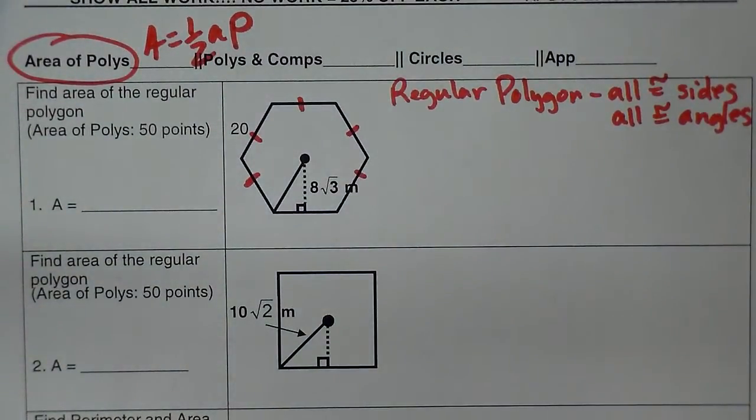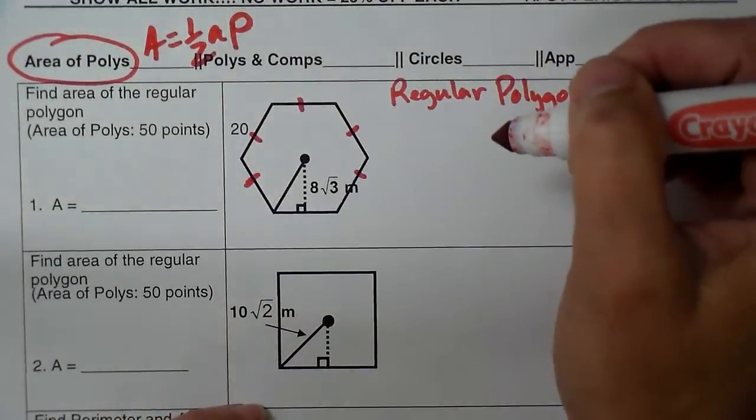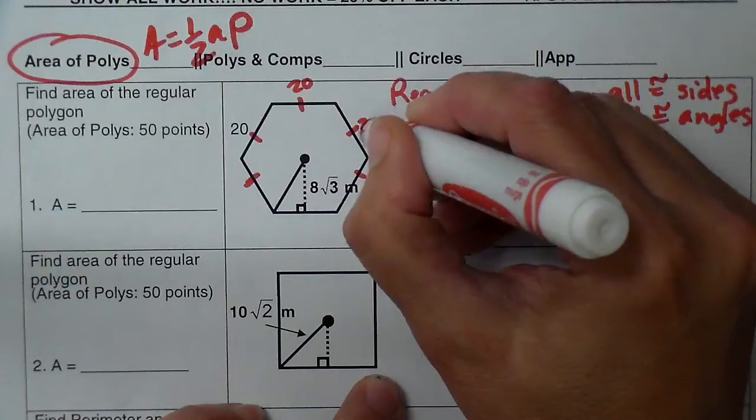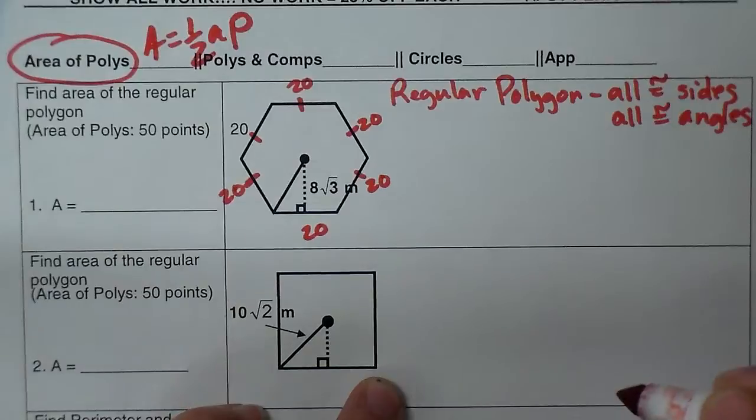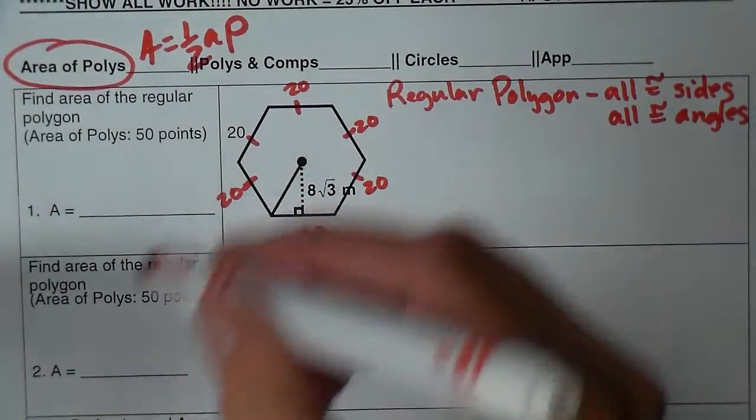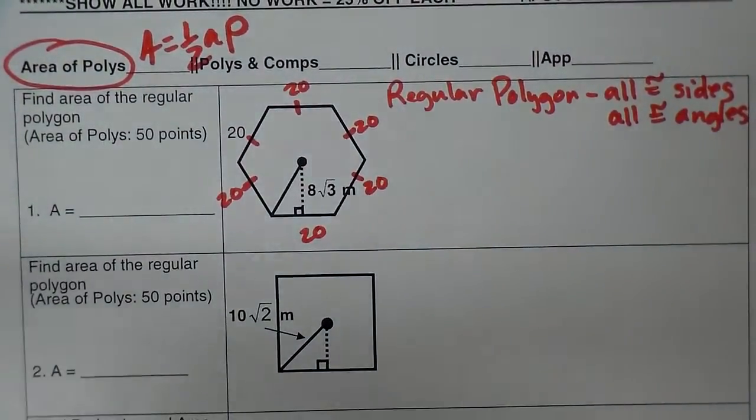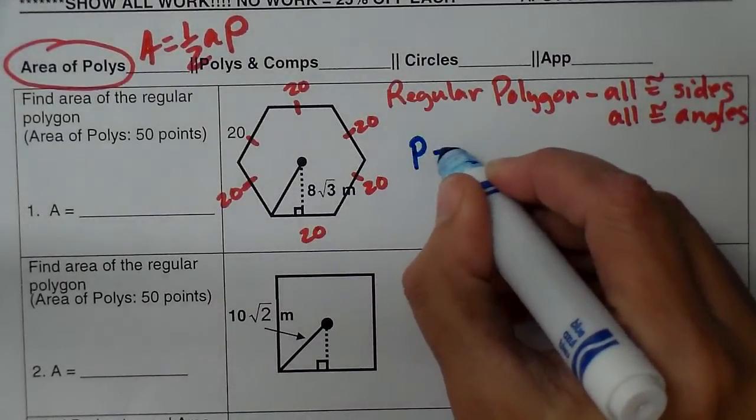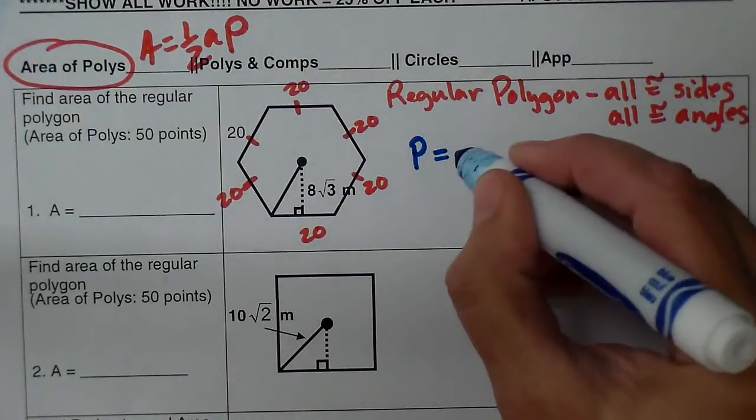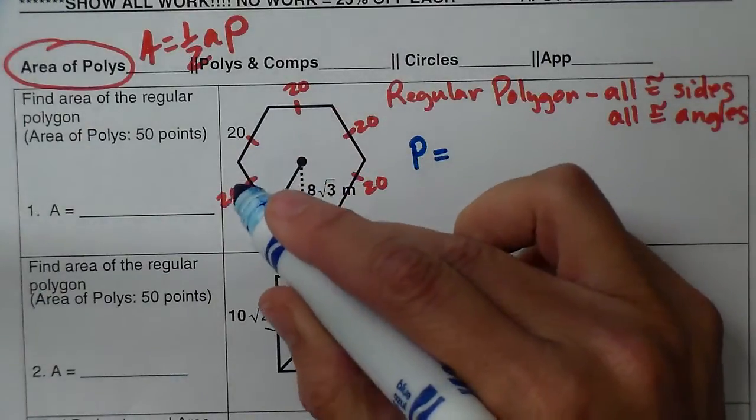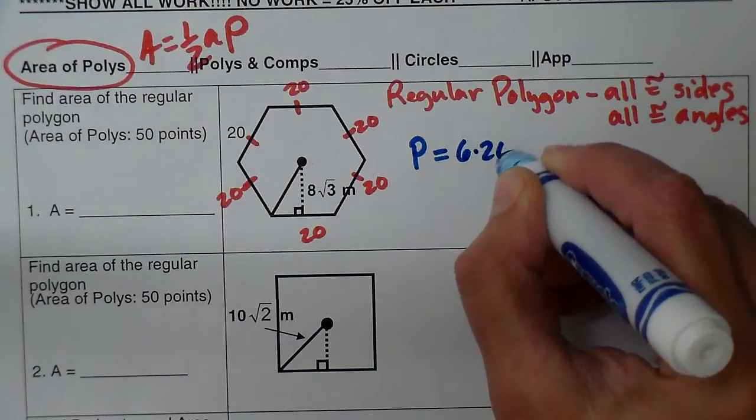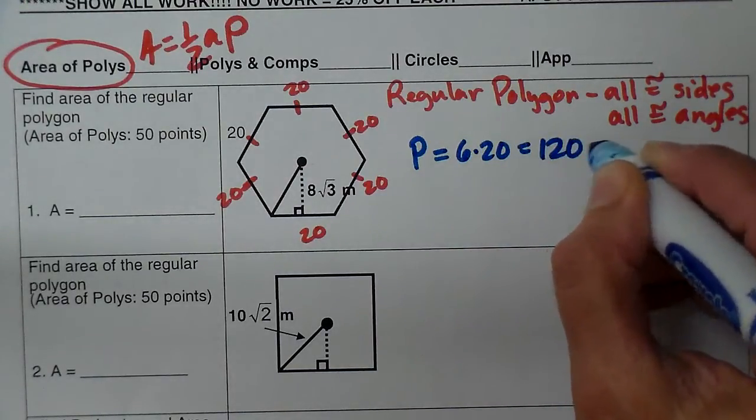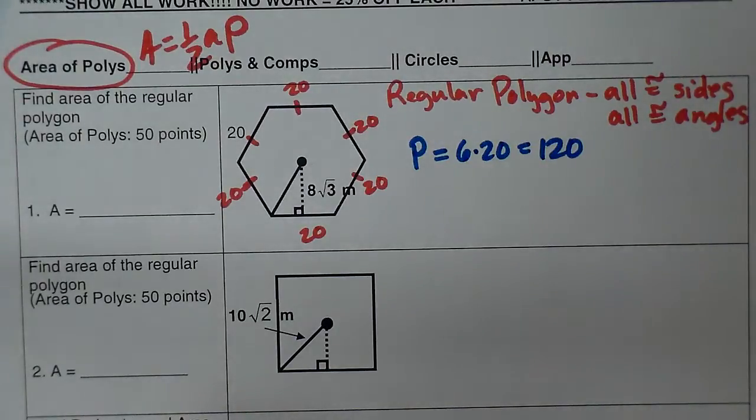So let's look at the polygon itself. Let's start off with the 20. So Mr. Draper had given you 20. That means that since this is a regular polygon, all sides measure 20. So if I want to find capital P, the perimeter of my polygon, it's going to be 20 plus 20 plus 20 plus 20 plus 20 plus 20. So capital P is going to be 6 times 20, which is 120. So my capital P is 120.